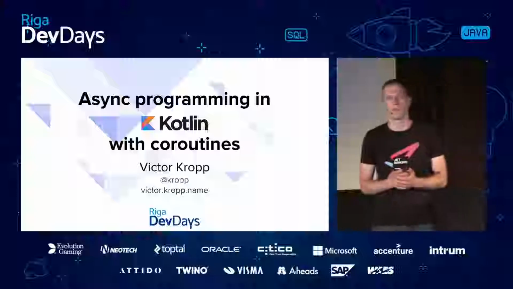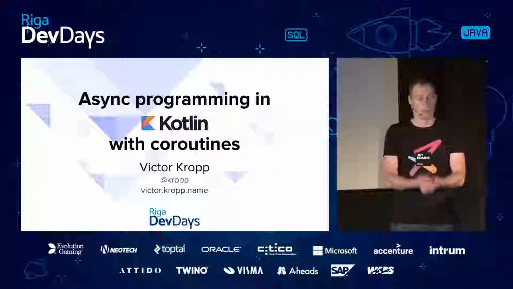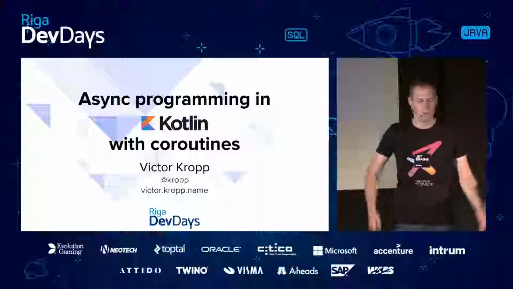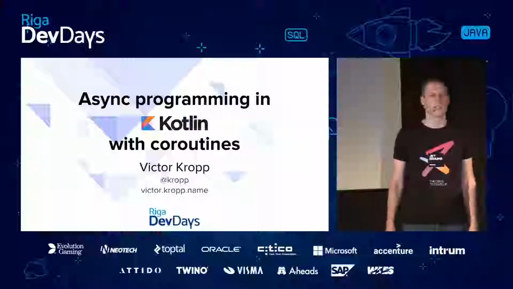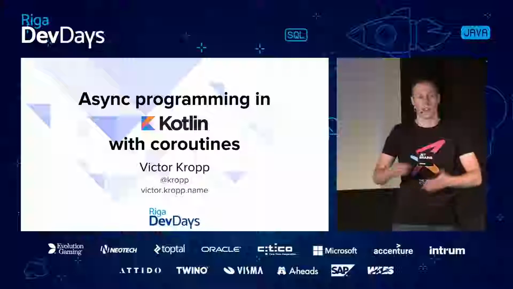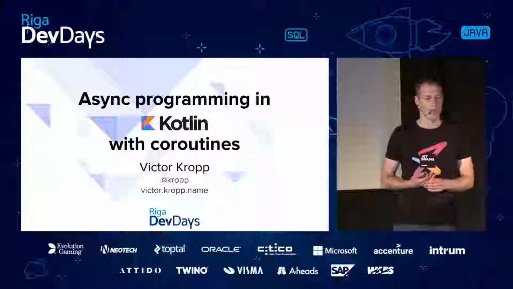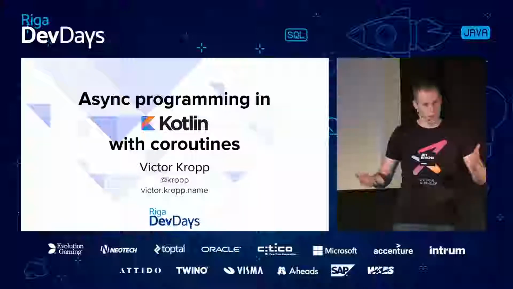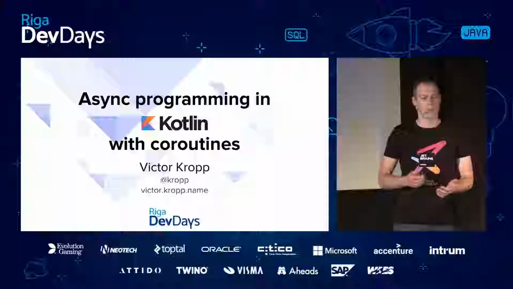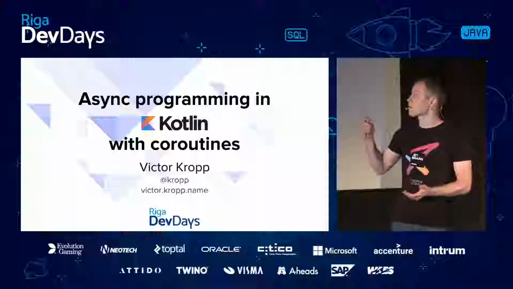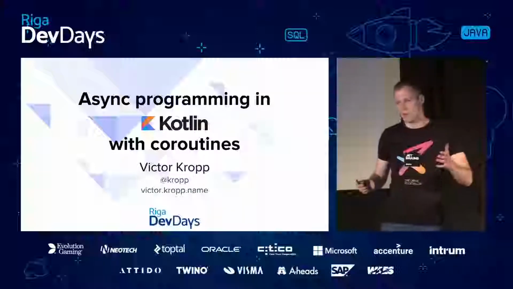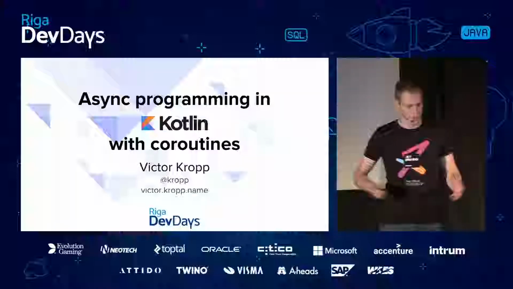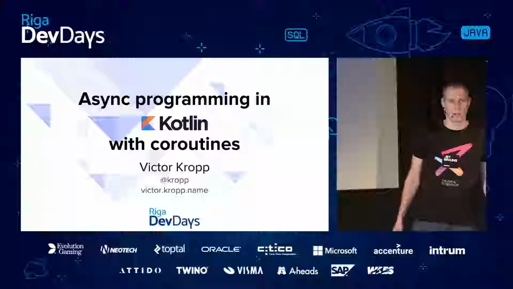I'm a software developer, so most of the time I develop software. Occasionally I visit conferences and talk about things that I find interesting. And one of these topics is asynchronous programming in Kotlin with coroutines. Well, I know it's a bit lengthy, so let's break it down.